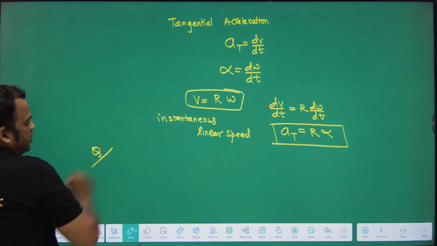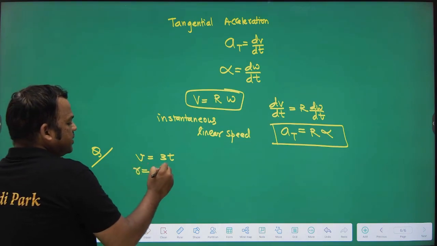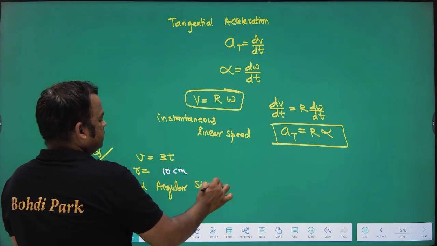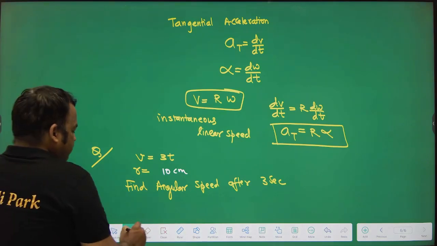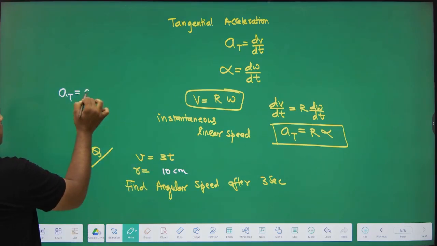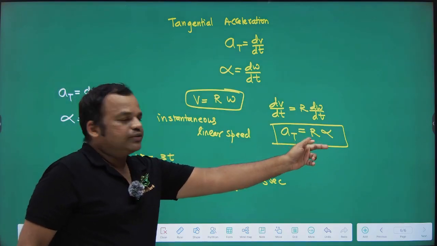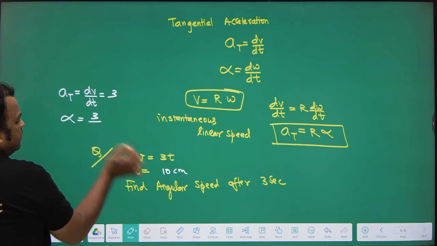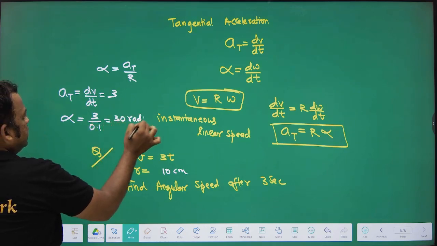So next question I'm asking, suppose linear speed is given as 3t, radius is given as 10 centimeter. Find angular speed after 3 seconds. So for this type of question, we can first find the tangential acceleration. So tangential acceleration for this particular question is dv by dt, which is equal to 3, and then angular acceleration we can find using this formula, a_t is equal to r alpha. So a_t is equal to 3. So alpha will be 3 by radius. Now radius is 0.1. So 30 radian per second square.